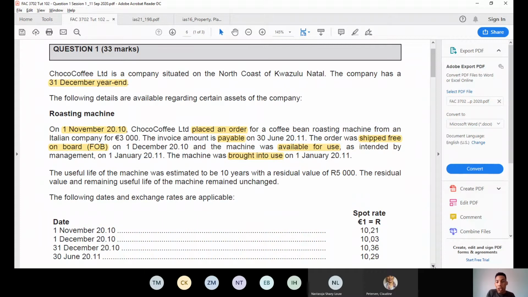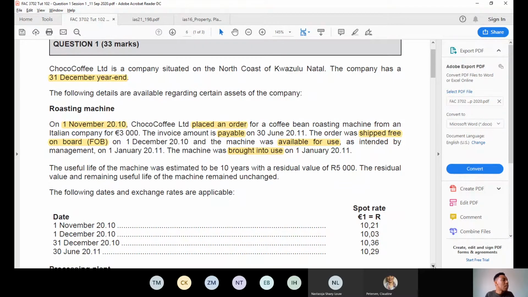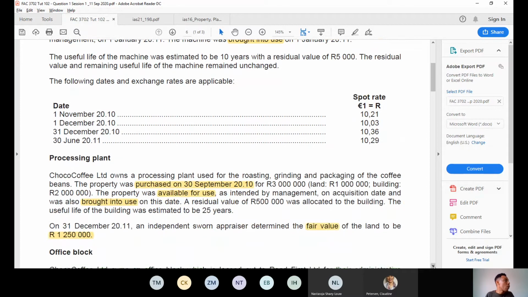So idle machines, or machines that have been bought and then do nothing, would not qualify for an allowance for tax purposes. That's why those two concepts are very important. The useful life of the machine is estimated to be 10 years with a residual value of 5 million. The residual value and the remaining useful life of the machine have remained unchanged. That is very important for us to know.